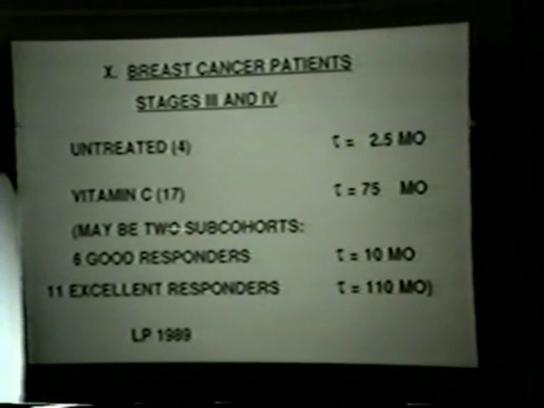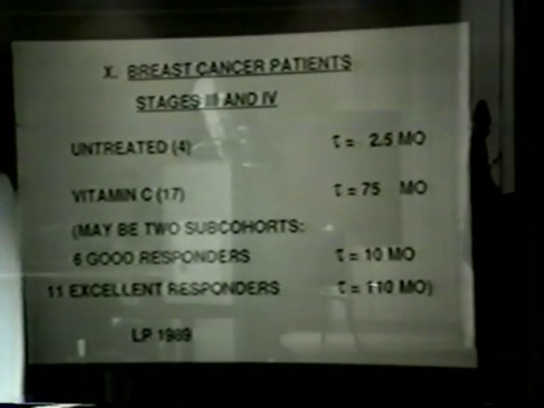And the use of the Hardin-Jones principle for analyzing a survival curve led to the conclusion, although the number of patients here was rather small, that there may be two sub-cohorts: 6 good responders, 10 months, considerably more than the untreated breast cancer patients, and 11 excellent responders, 110 months.